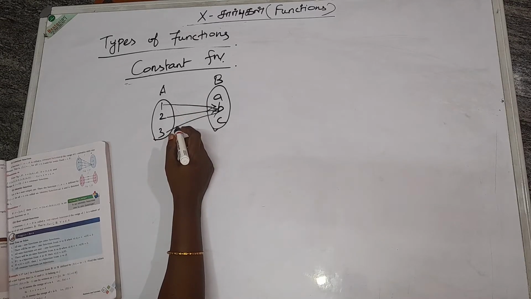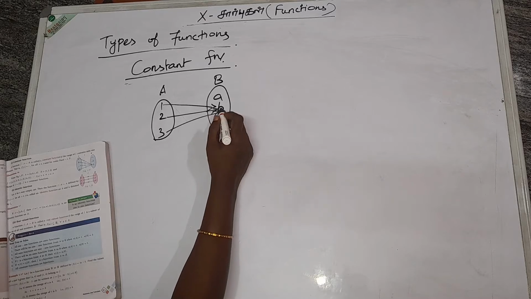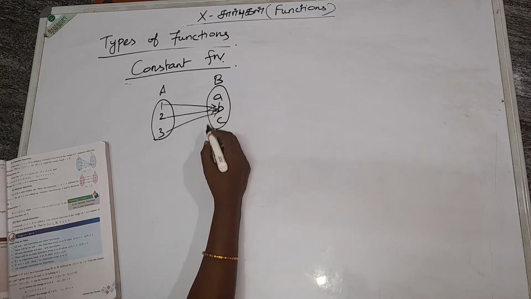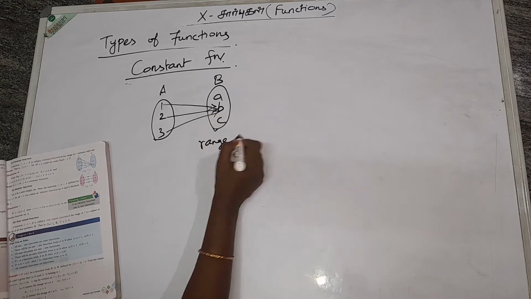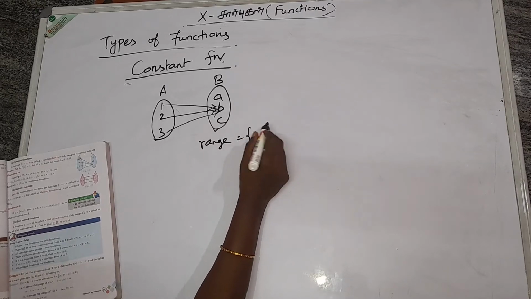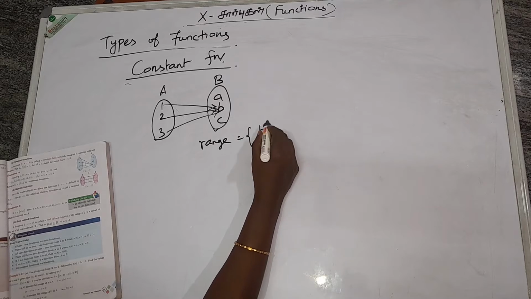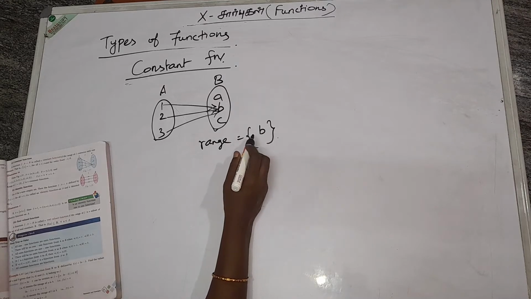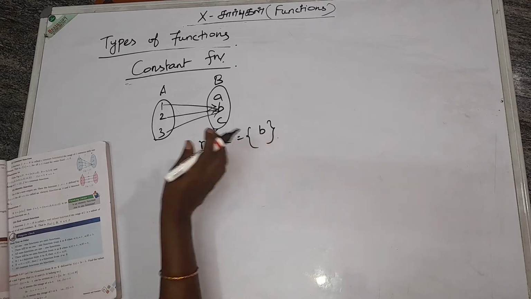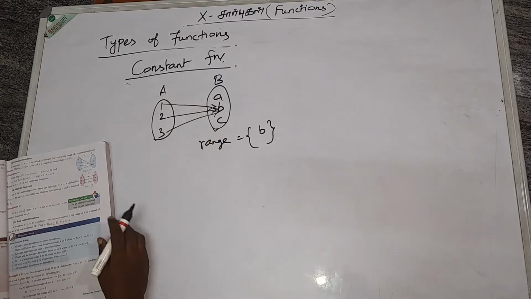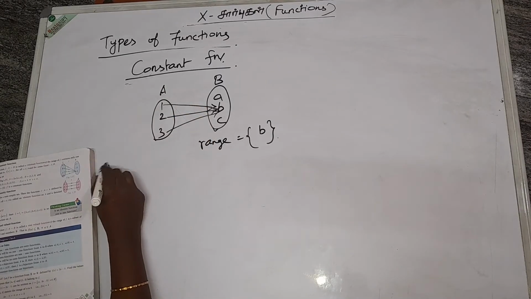F contains only one element, that is the range of F. The range should be only one element. Here what is the range? Range should be the set of images. Here there is only the image B, so only B. So if the range of F should have only one element, such a function is called a constant function.